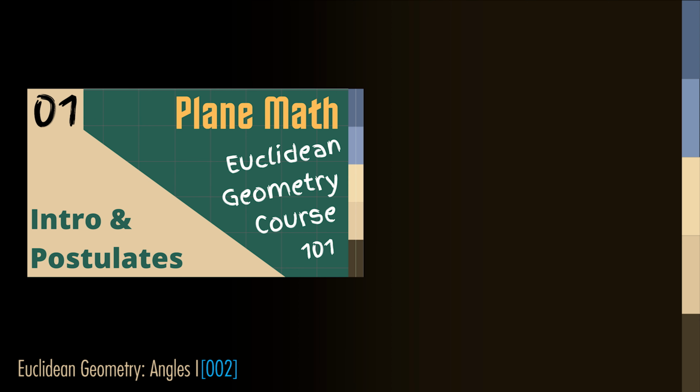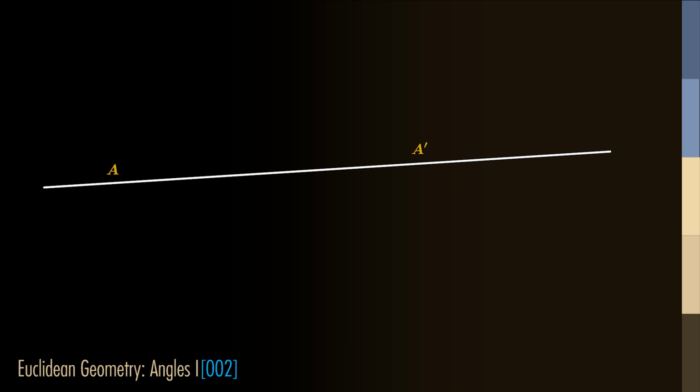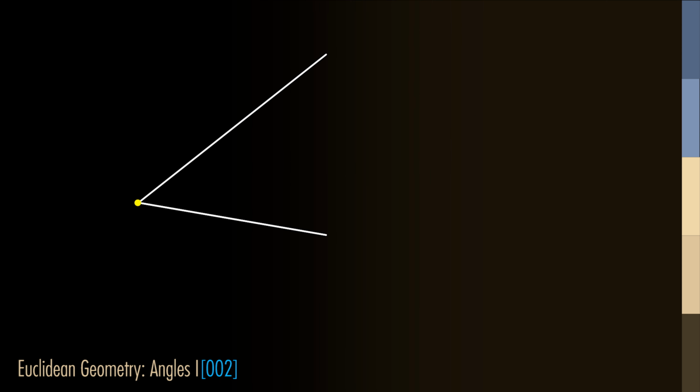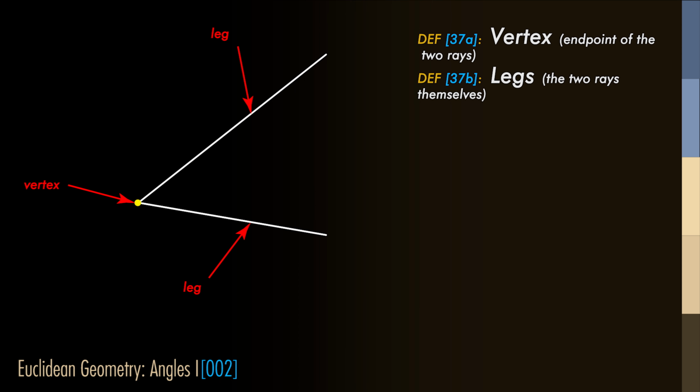In the first episode of this series, we introduced lines. Taking that as a starting point, we can now define the angle concept. Starting with a line AA', we can choose a random point O on it, which decomposes the line into two parts. We call one such part a ray with O as initial point. So a ray could also be called a half line. O is called the endpoint of the ray. We call an angle the figure formed by two rays, called the sides of the angle, with a common endpoint. In this case, the endpoint is called the vertex of the angle. The two rays are called the legs of the angle.